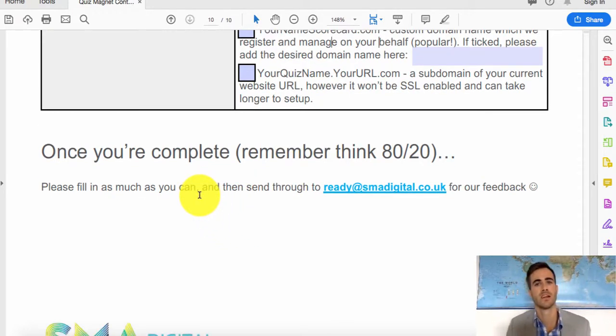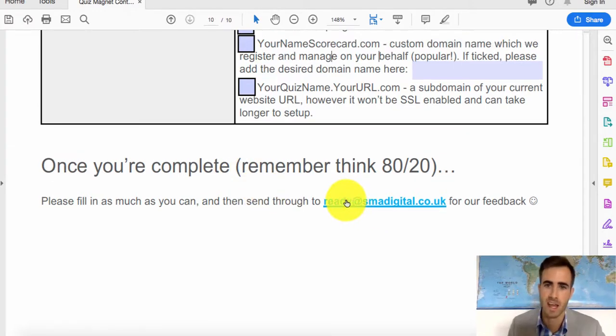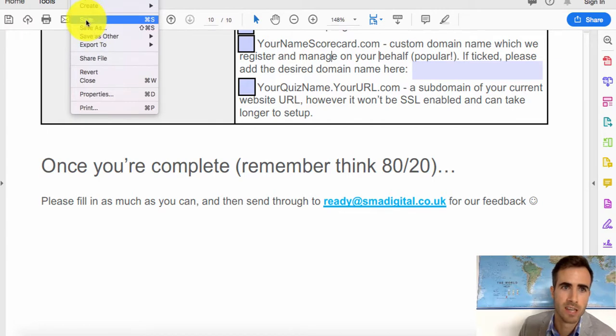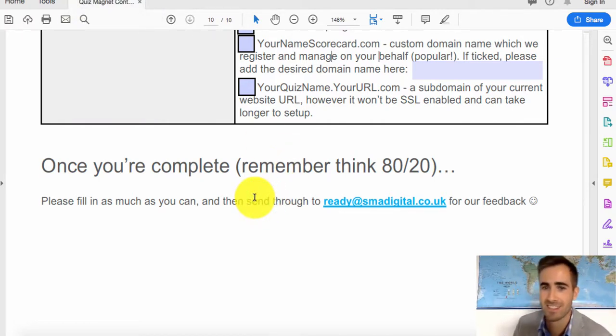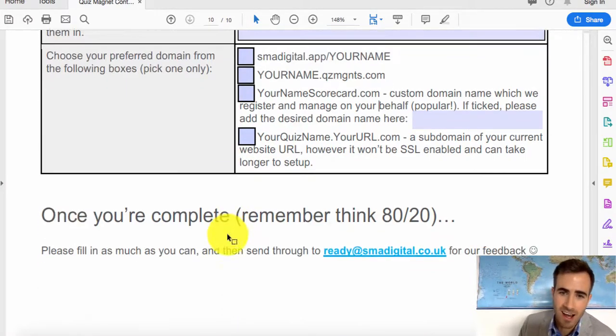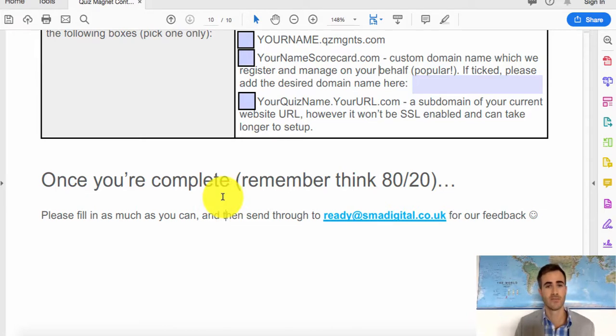Again, once you complete, and remember the 80-20 principle, send it through to ready@smadigital.co.uk. We'll provide some initial feedback on it. Again, that's ready@smadigital.co.uk. It'll show you that at the bottom of your PDF template. Send it through. Of course, make sure you do go file and save the actual document so that you have the updated versions on here with your answers, and then we'll go from there.